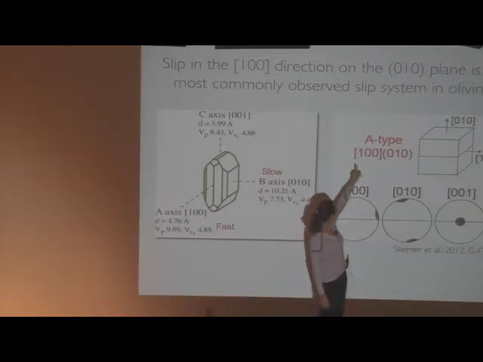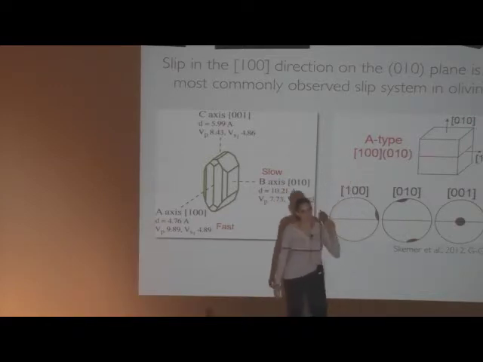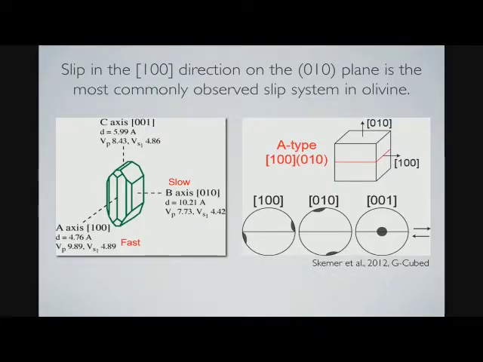So this terminology, (100) with the square brackets, indicates the slip direction. So it is slipping in the [100] direction, or the A-axis direction. And then the (010) indicates the slip plane. So the plane that it is slipping on, outlined in red, is the (010) plane. And the way that we figure this out in looking at natural samples is looking at the pole figure, which is plotted at the bottom here.